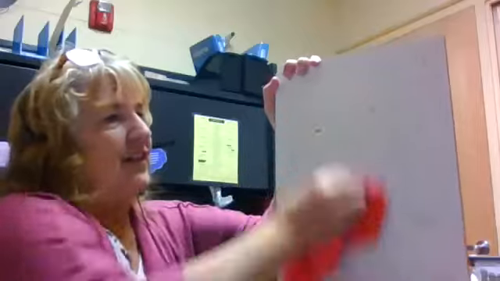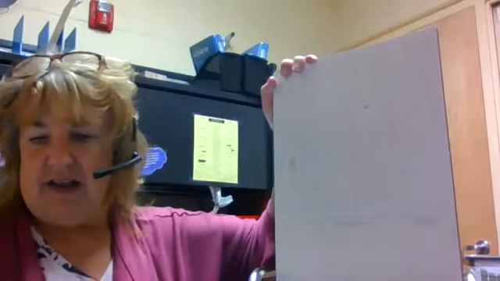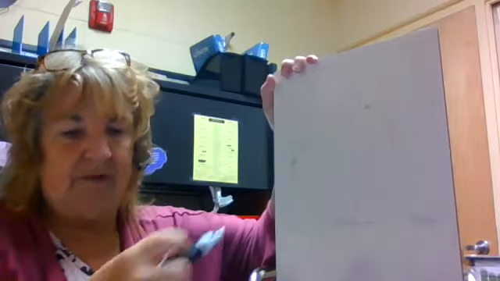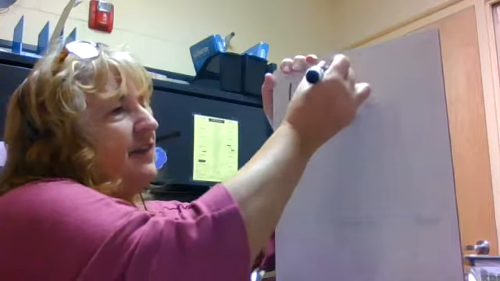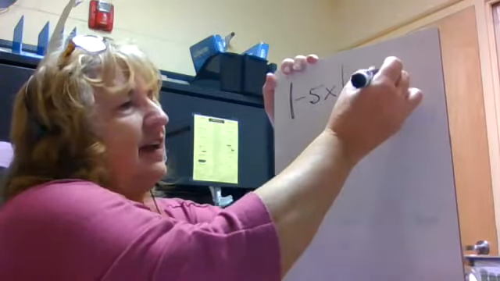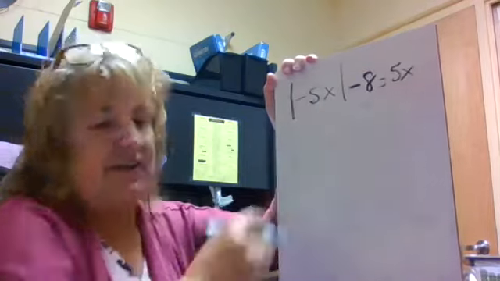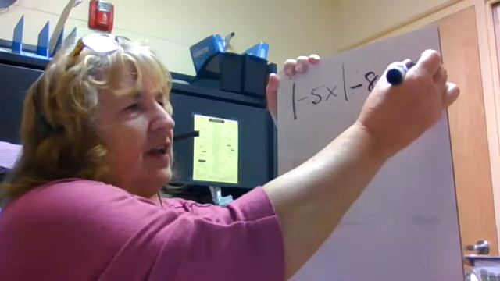Let's take a look at this one. It's another example of kind of a weird one. Let's take a look at the problem: the absolute value of negative 5x minus 8 equals 5x minus 33.